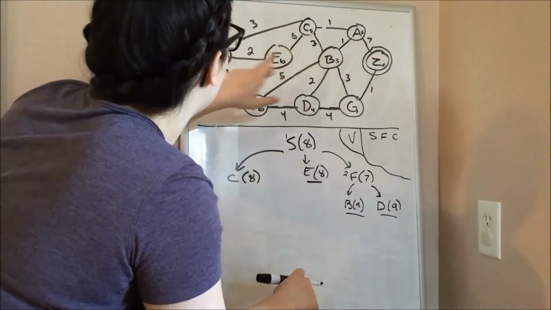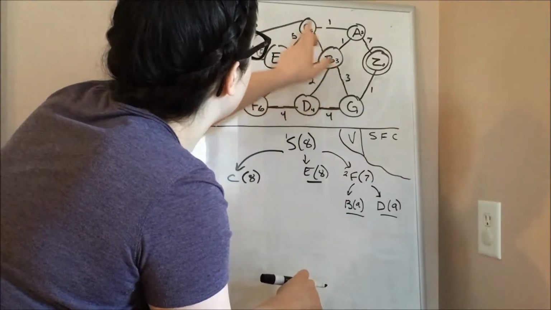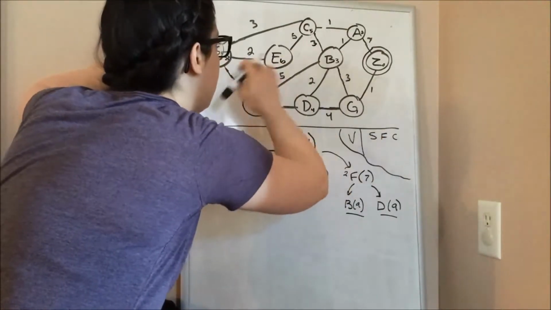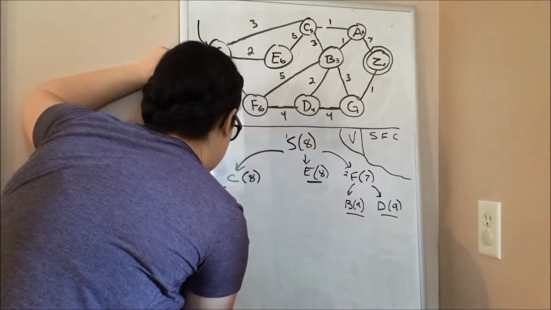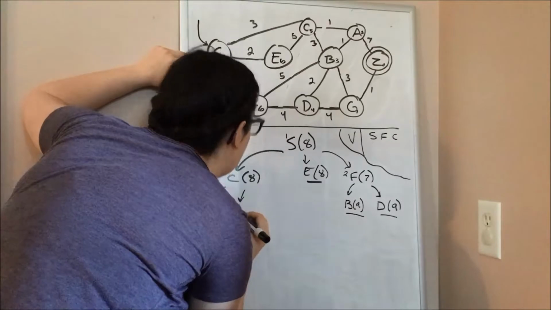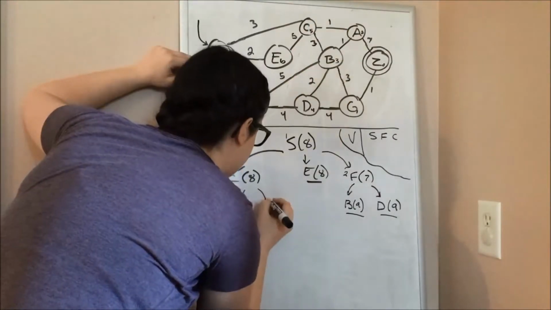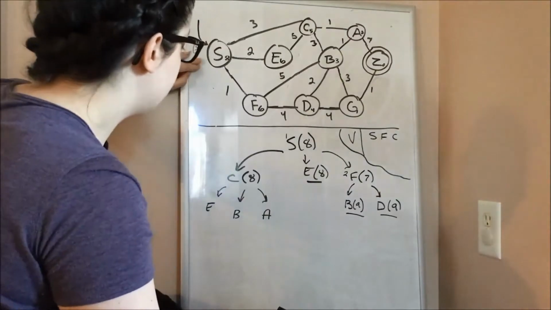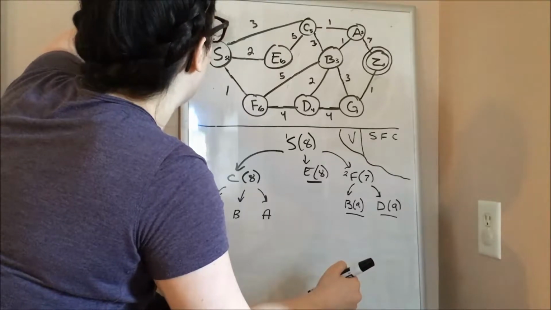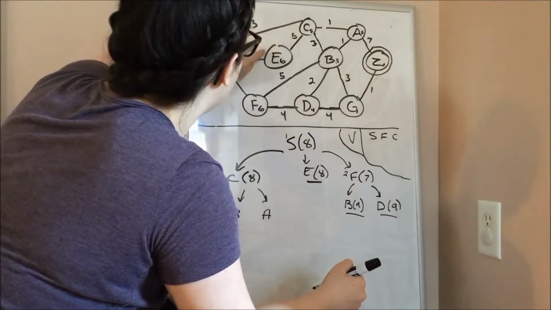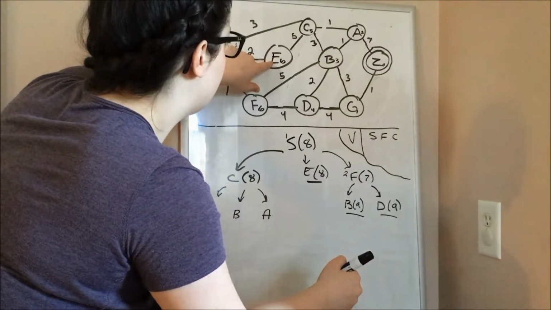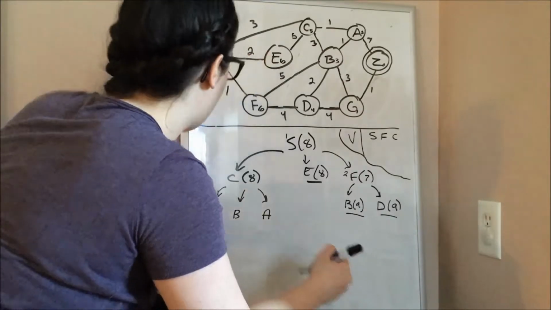So C points to S, it points to E, it points to B, and it points to A. So S is already in the set, E is not. B is not. And A is not. Okay, and the path to E along this route, so we have 3 plus 5, which is 8, plus 6, which is 14. 8 plus 6 is 14.